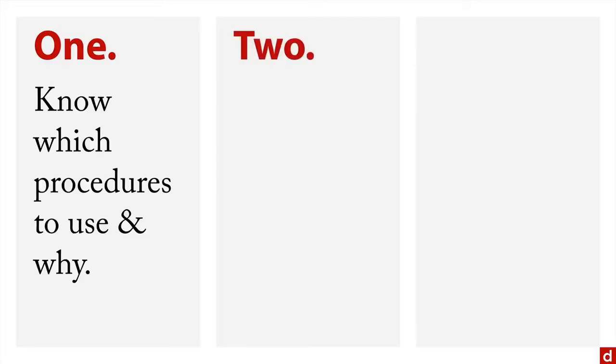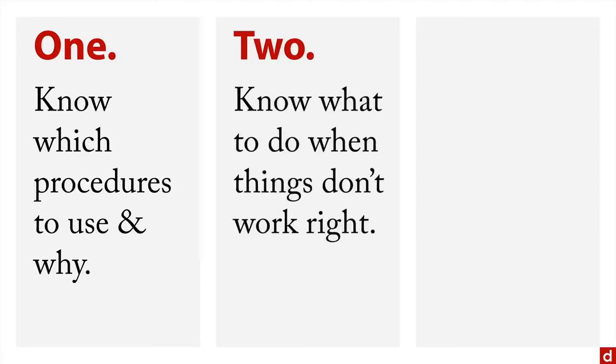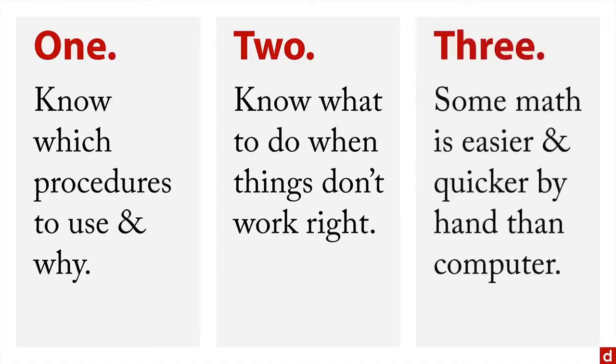Two, if you have a good understanding of math, then you know what to do when things don't work right, when you get impossible values or things won't compute, and that makes a huge difference. And three, an interesting thing is that some mathematical procedures are easier and quicker to do by hand than by actually firing up the computer. And so for all three of these reasons, it's helpful to have at least a grounding in mathematics if you're going to do work in data science.